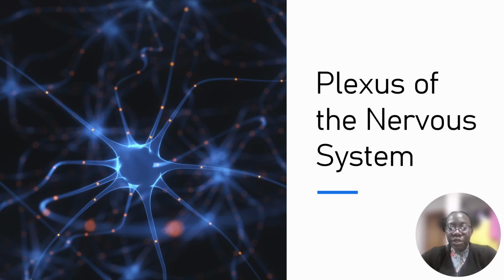Hi, in today's video, we're going to talk about plexuses of the nervous system. So the different plexuses that we have in our nervous system. Those plexuses arise from the spinal cord, and let's take a look.